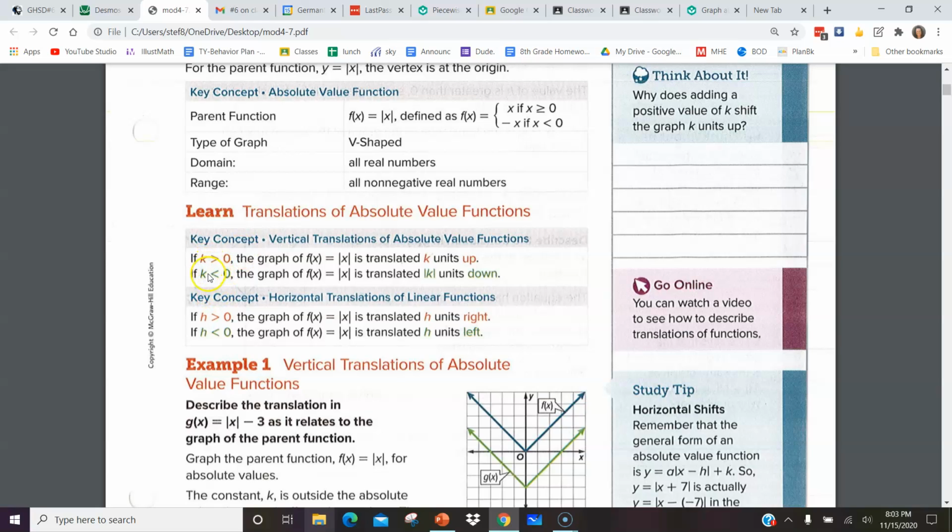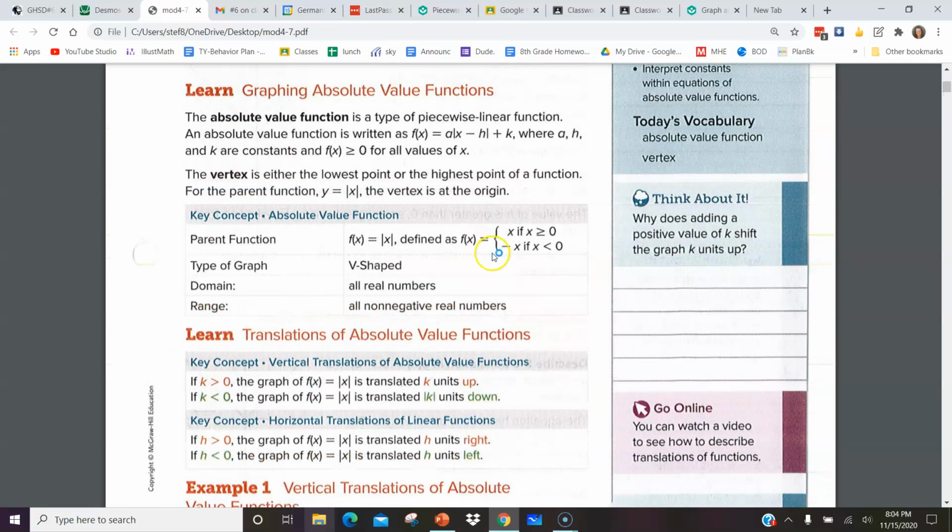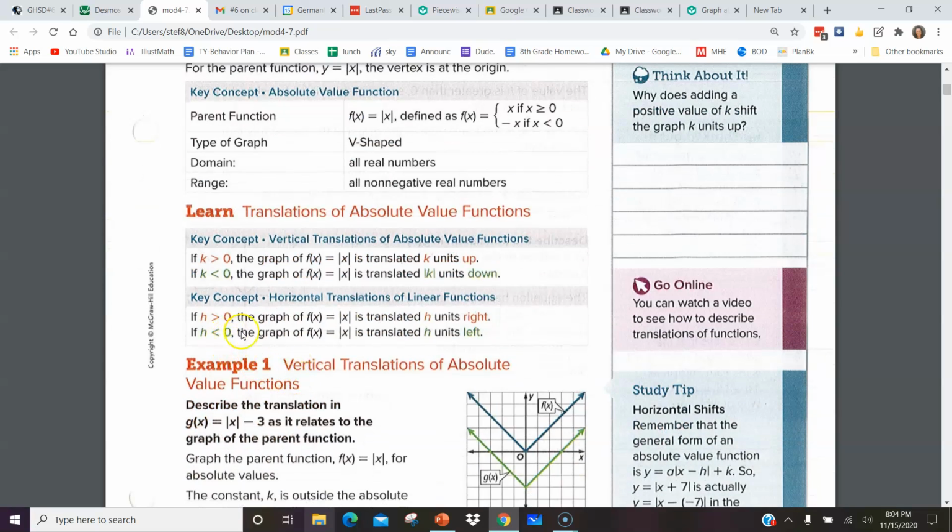If the k is bigger than 0, you're going to go up. If it's less than 0, you're going to go down. That's the k in terms of this guy here. K, think of y. I'm not sure why. Kentucky. There's why.